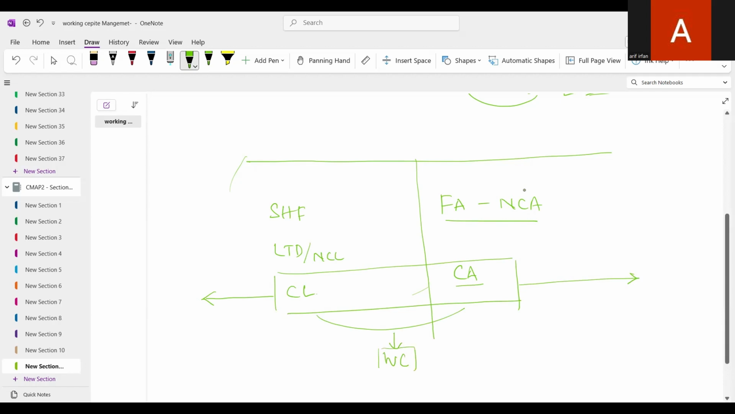In general, working capital refers to gross working capital, that is nothing but current assets. Specifically, working capital always refers to net working capital, that is the difference between the current assets minus current liabilities. So this is the concept.